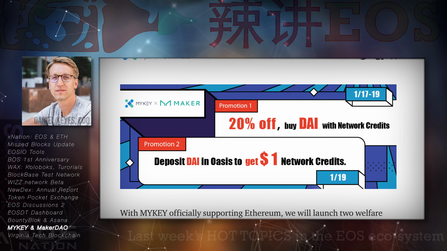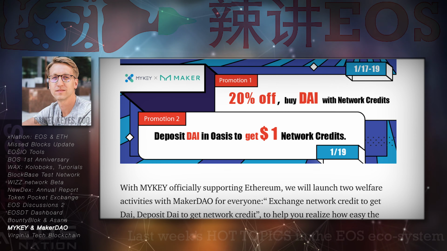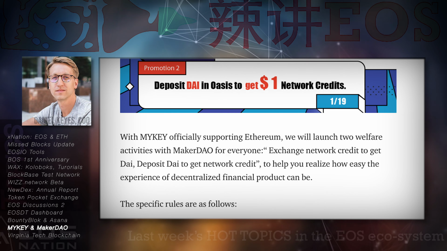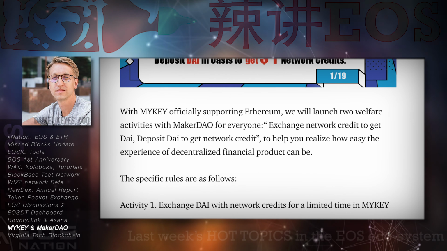A concept like network credits as a unified fee system within MyKey avoids much friction for users, so they can be moving between several blockchain protocols and the dApps built on top of them.